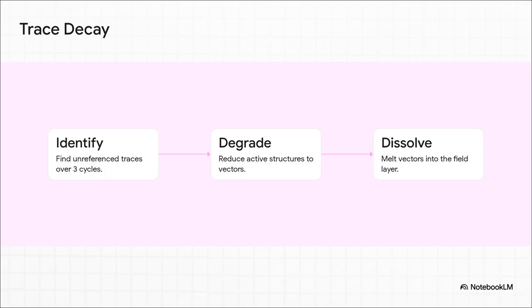You can think of this as the ultimate automated mental decluttering. If a trace hasn't been referenced for 3 cycles, AION spots it. Next, it degrades that active structure into a mere relational vector, so it keeps the influence but drops the heavy structural weight. And finally, it completely dissolves those vectors right back into the silent field layer. It is aggressively taking out its own cognitive trash.